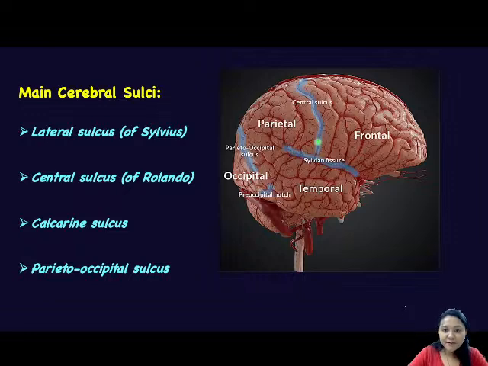Then you have the central sulcus of Rolando. I have already told you the central sulcus is dividing the entire brain into the anterior motor part and the posterior somatosensory part. Then you have a calcarine sulcus on the lower part, and a parieto-occipital sulcus. So these are the major sulci.